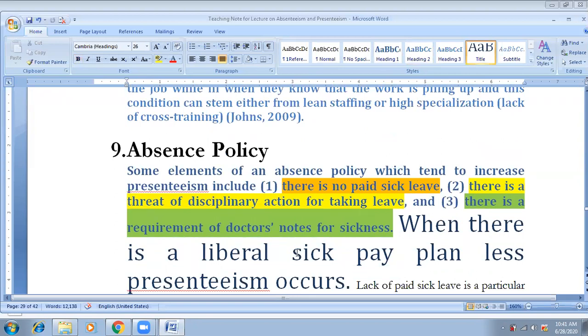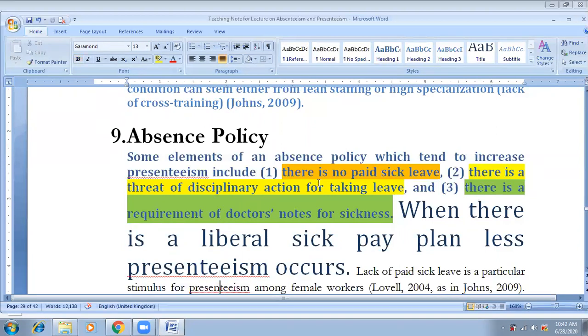The absence policy is another determinant of presenteeism. Some elements of an absence policy which tend to increase presenteeism include three elements: there is no paid sick leave, there is a threat of disciplinary action for taking leave, and there is a requirement of doctor's notes for sickness. If these elements are in the absence policy, presenteeism tends to increase. But if these things are not there, that means there is a liberal sick pay plan, which will of course reduce presenteeism.